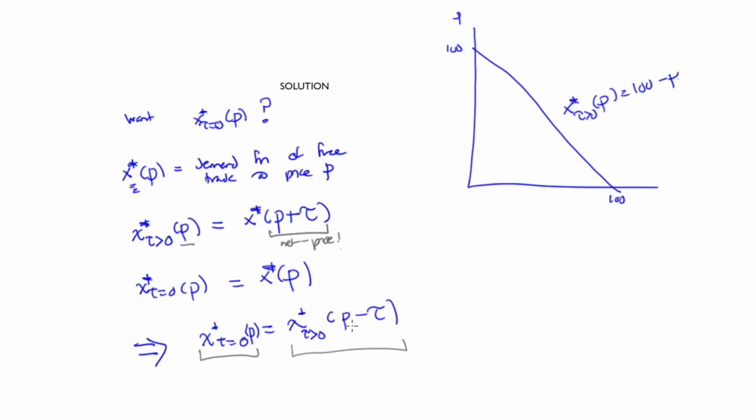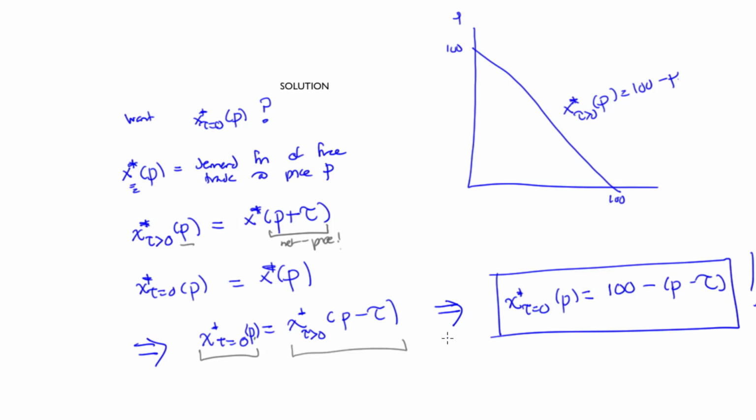Why? Because if this relationship between the prices holds, then the net price here with the tax is just P, which is the same as here. So that relationship needs to hold. And what does this imply? This simply implies that X star of tau equals 0, just substituting here at P, has to be equal to 100 minus P minus tau. Yep, we have the answer. And graphically, all that means is, if this is the demand function with the tax as a function of the market price, the demand function when you remove the tax just shifts up. By how much? By tau.